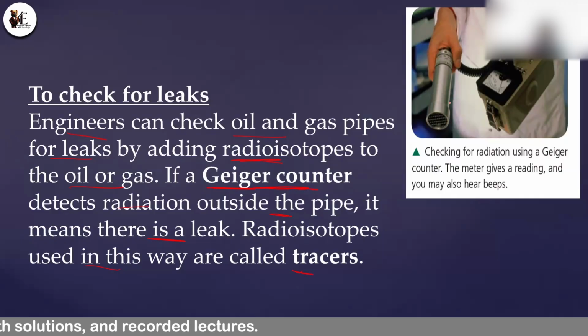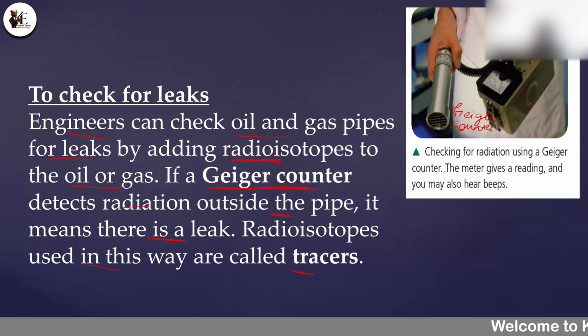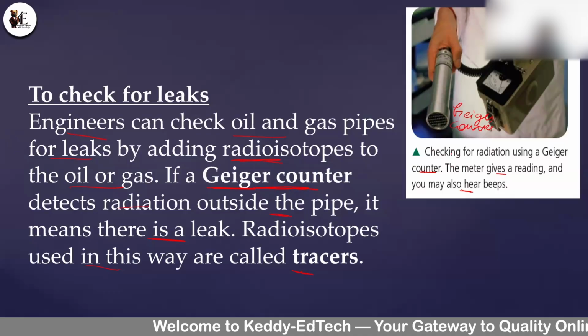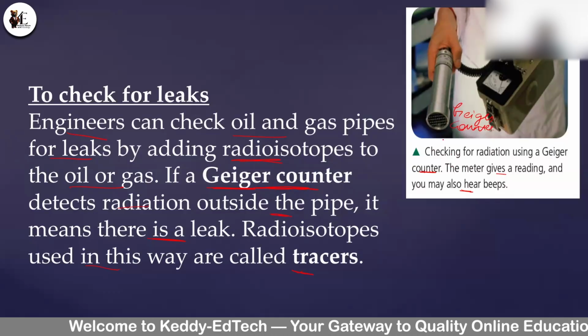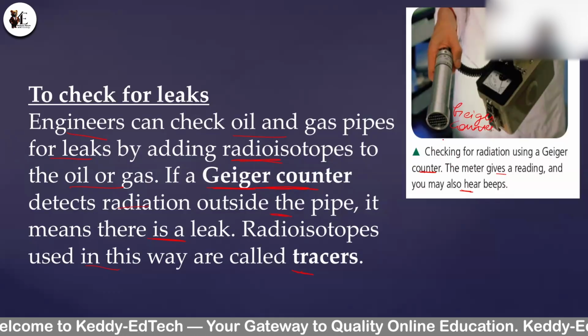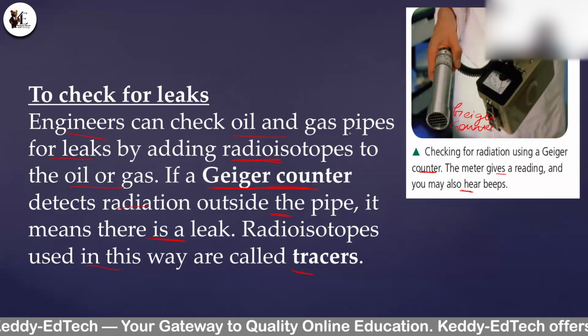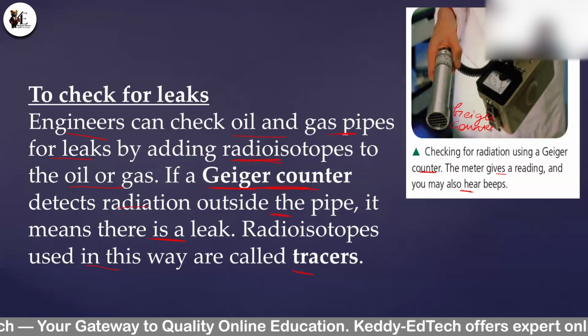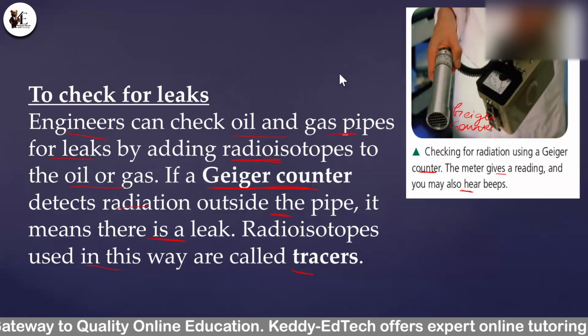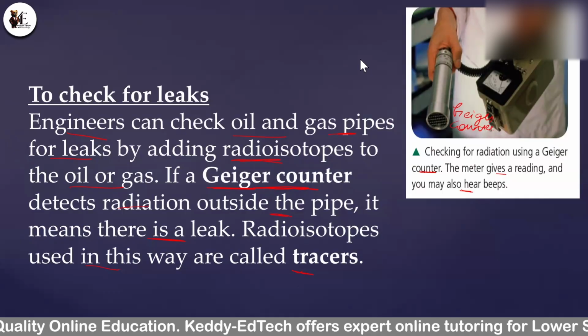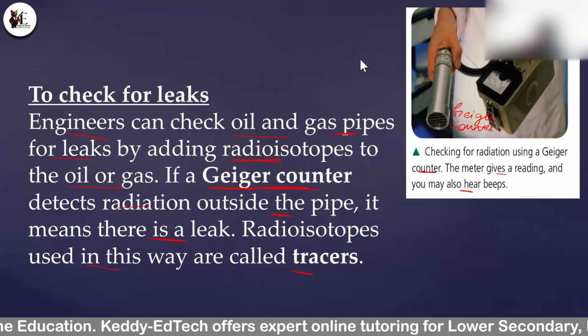This instrument you can see is your Geiger counter. Why do we use it? We use it to check for radiation. The meter gives a reading and you may also hear a beep sound. If it is beeping, that means radiation is present outside the pipe, and we can easily assume that our oil and gas pipeline has a leakage. Is it clear? Yes. Write it down.